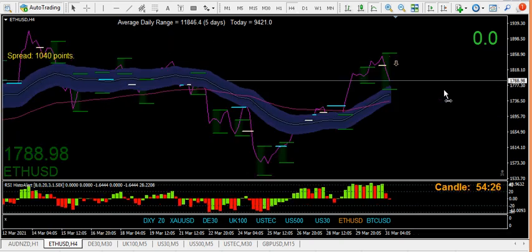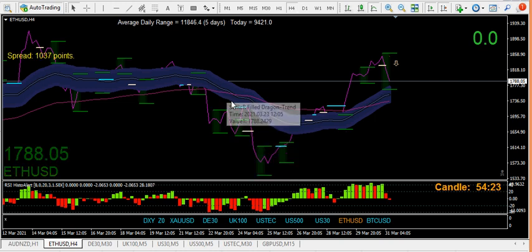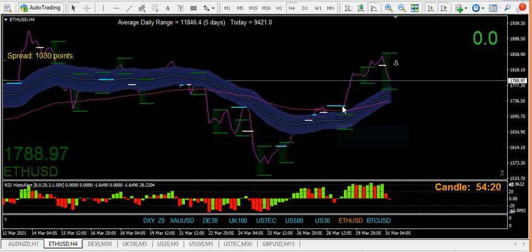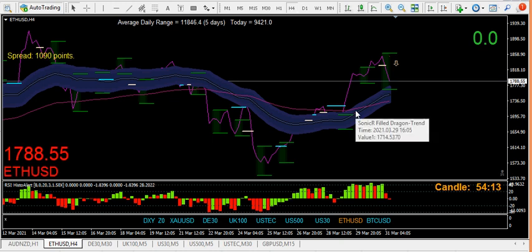No, I'll leave it on because I think there is a rule that the guy later on added to it, that you only trade when the price is above the pink and you only go short when it's below the pink. But that's overcomplicating it even more.